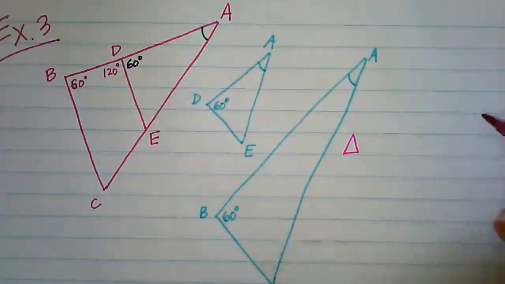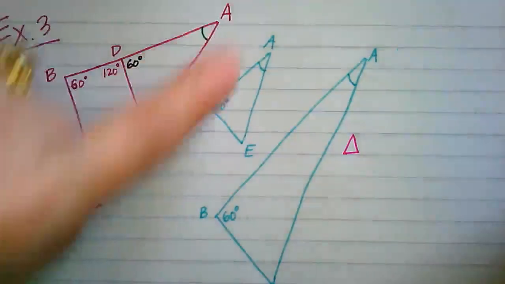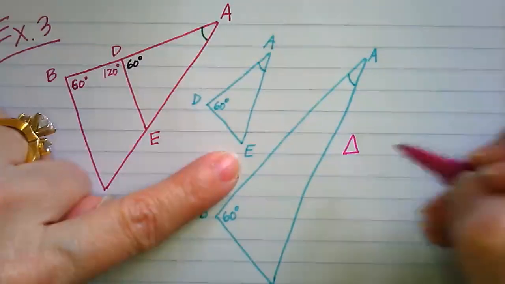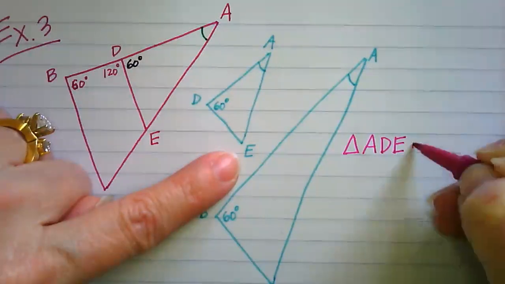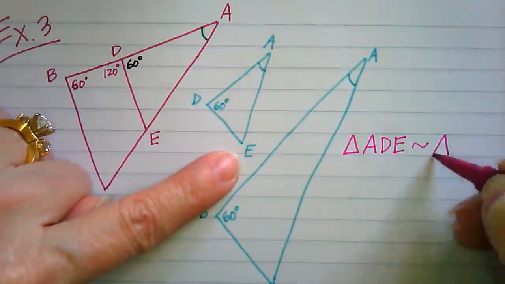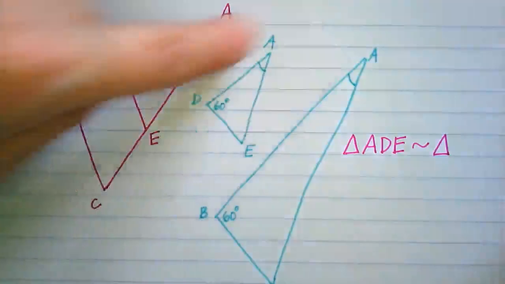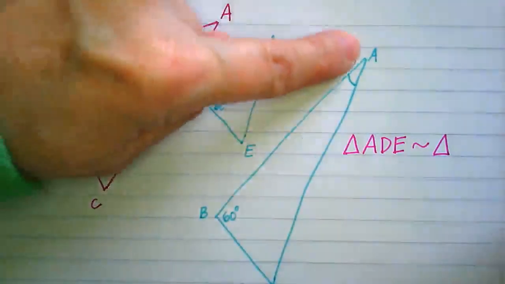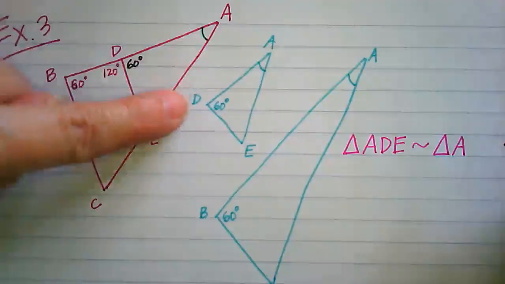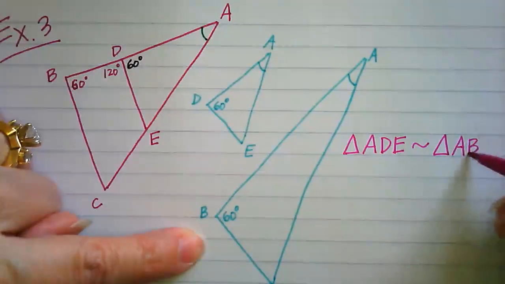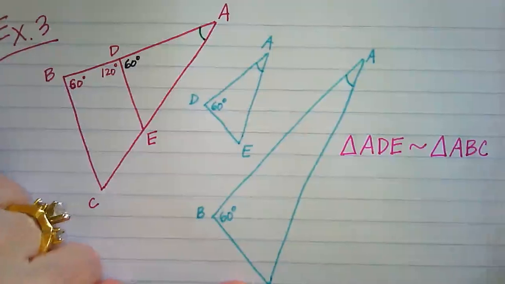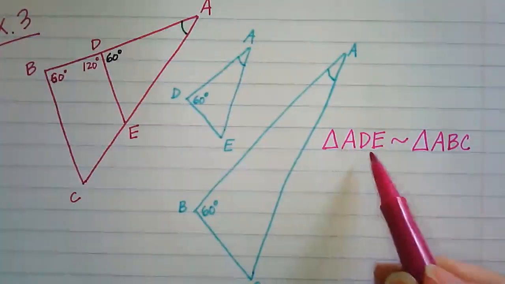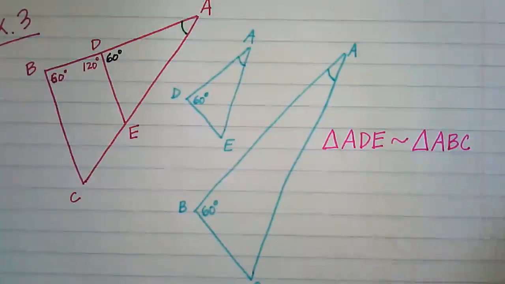So for this problem, this is where we can name it however we want. I'm going to call this one ADE. So triangle ADE is similar to triangle, and now I need to match them up. A matches up with A, D matches up with B, and angle C would match up with angle E. So I know that triangle ADE is similar to triangle ABC.